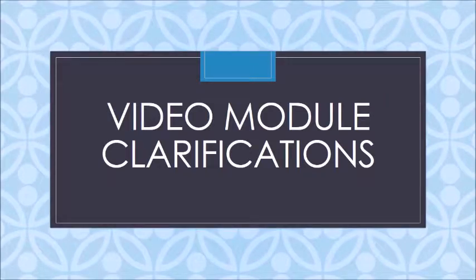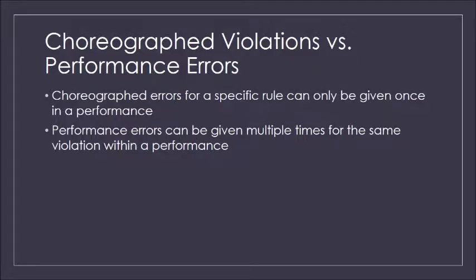First, let's take a look at some NFHS clarifications within this video, then I'll explain how to complete the other parts of this module. Before we look at specific rules, I want to mention a New York State policy for violations. Choreographed errors for a specific rule can only be given once in a performance. Performance errors, however, can be given multiple times for the same violation within a performance. An example of a choreographed error would be an illegal stunt that is used multiple times in a routine. The team should only receive one 5-point deduction for those stunts.